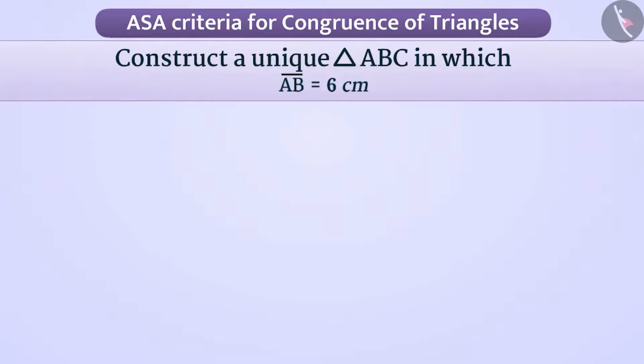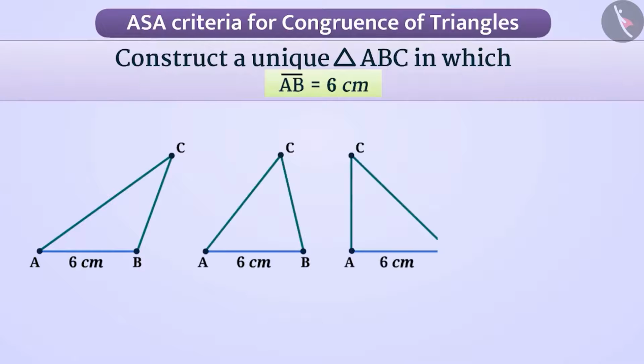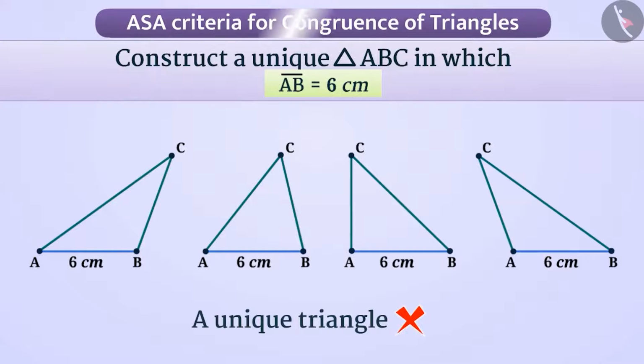Suppose we have to draw triangle ABC. If you are given the length of the side AB as 6 cm, will you be able to draw a unique triangle ABC using the length of only one side? Think for a while. Let me tell you. With this information, we can draw any number of triangles ABC, but it will not help us create a unique triangle.